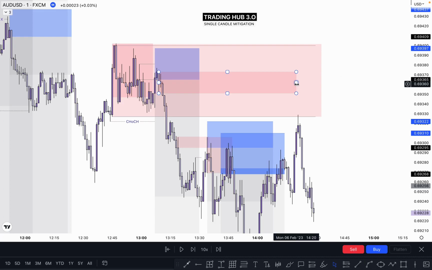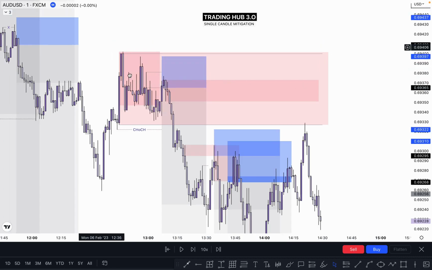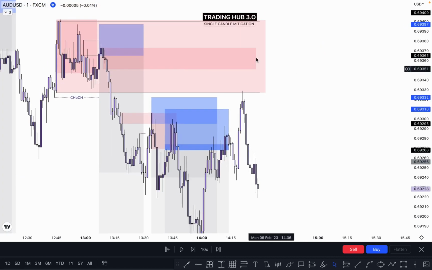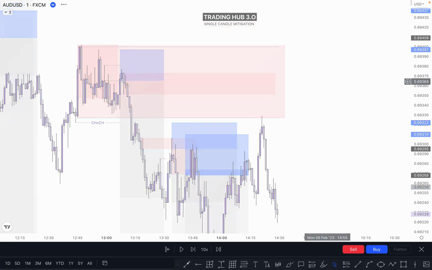If price mitigates here, definitely we are planning to sell here based on the change of character and single candle order block, as we have done here and here also. Correct. So market did not mitigate this one. I'm showing you because sometimes you can miss this type of trade and sometimes you will catch. Okay, so if you miss, which is okay, again you have to switch again to the 15-minute time frame to see exactly what is happening here.